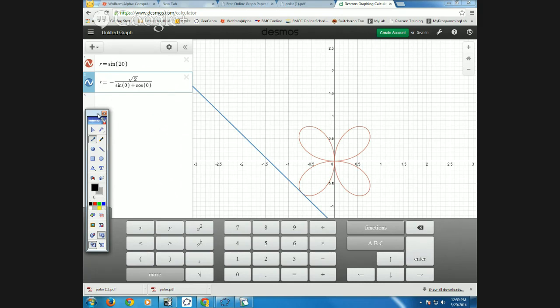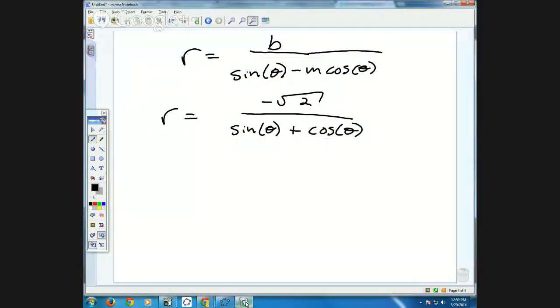Interesting. How did we get the wrong line? Oh, we do have a sign error. That should be positive right there. It should be plus. There it is. Okay, so where did we mess up? The negative square root of 2 is wrong. We have the wrong y-intercept.